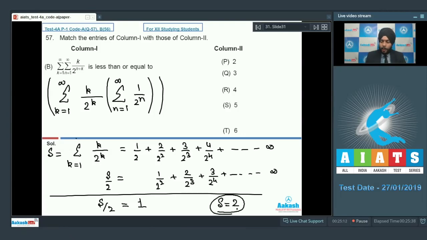It is less than or equal to. All 5 are correct: P, Q, R, S, T. So B matches with all the 5 options, P, Q, R, S and T. So this is the final answer. Let us move on to C part now.